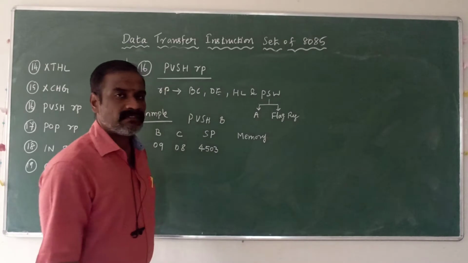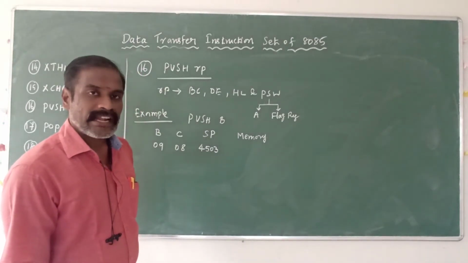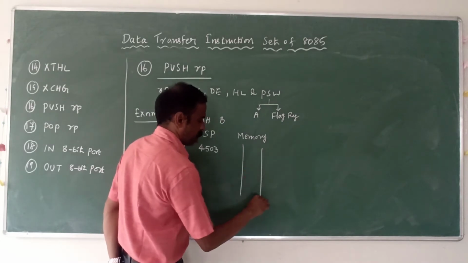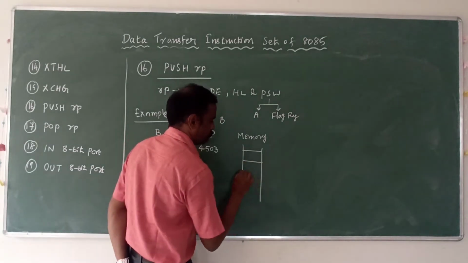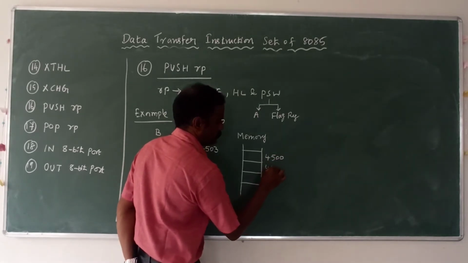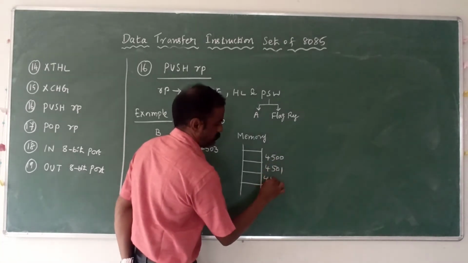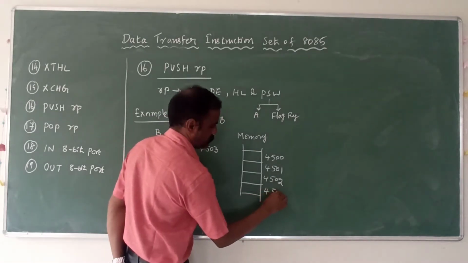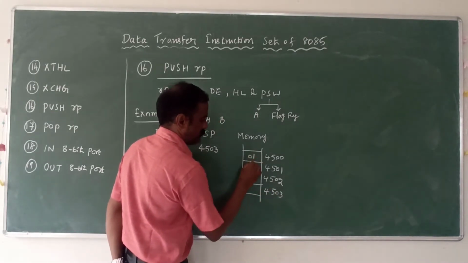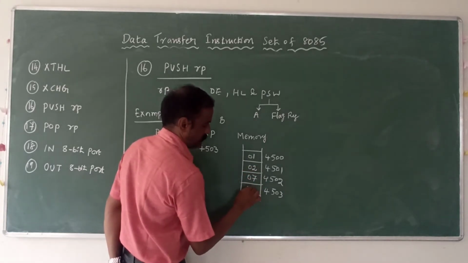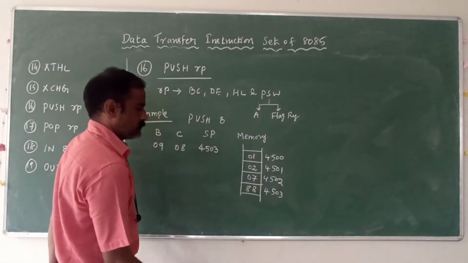Memory means the number of memory address locations. That is the stack number of address. This is for 4500, 4501, 4502, and then 4503, with data 01, 02, 07, 88.